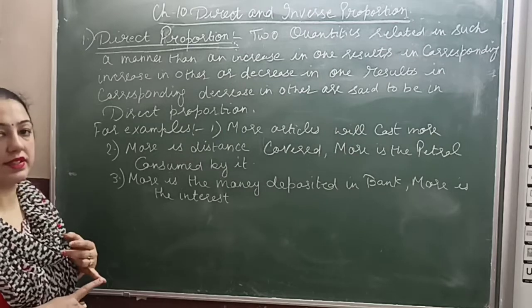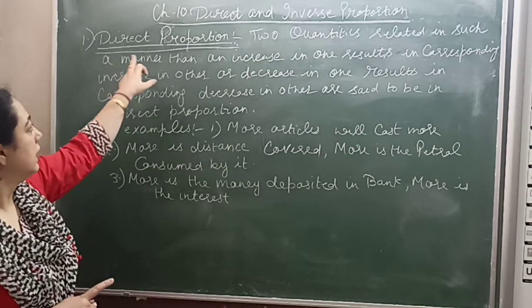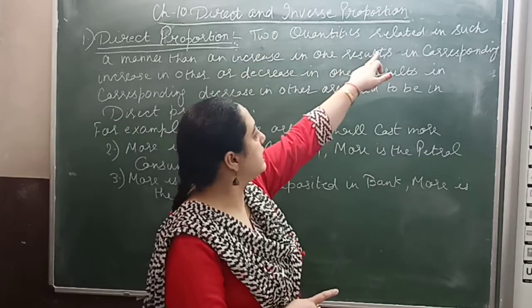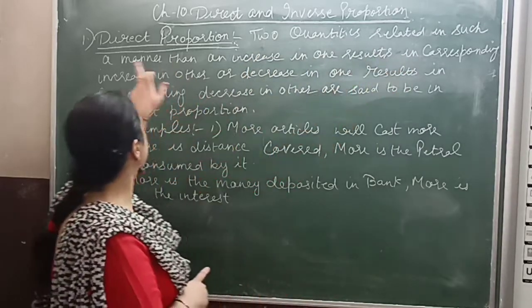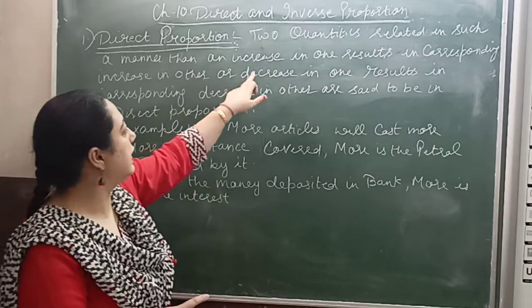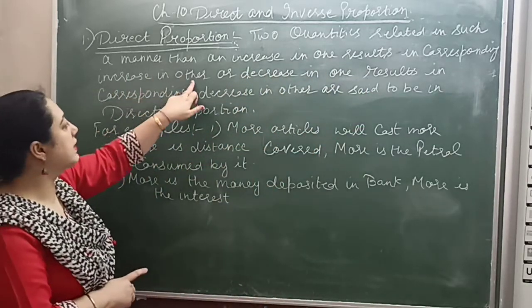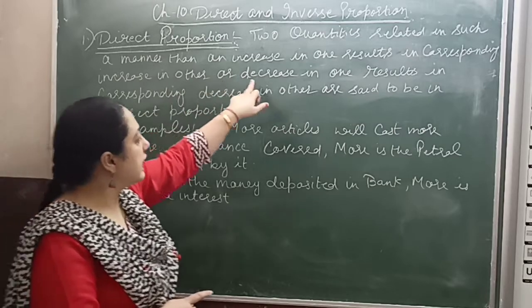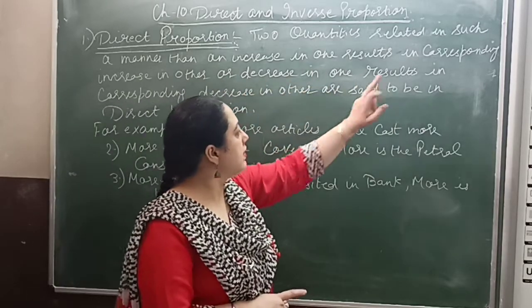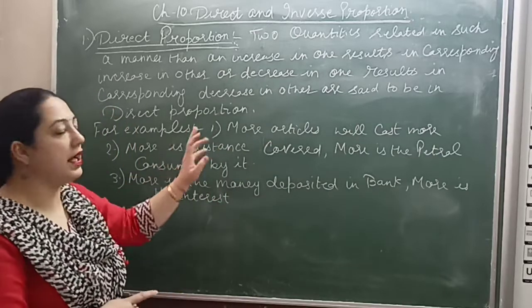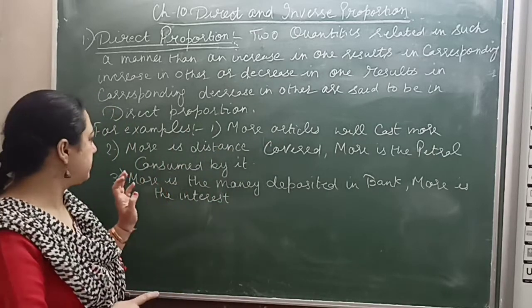Now let us discuss what is direct proportion. Two quantities are related in such a manner that an increase in one results in a corresponding increase in another, or a decrease in one results in a corresponding decrease in another. They are said to be in direct proportion.